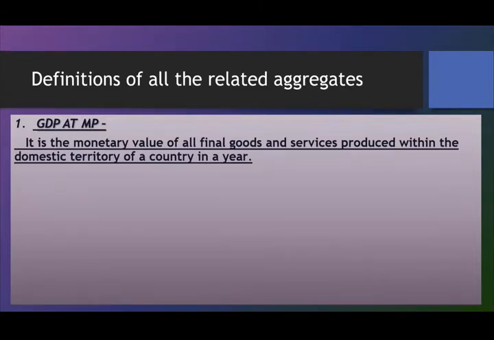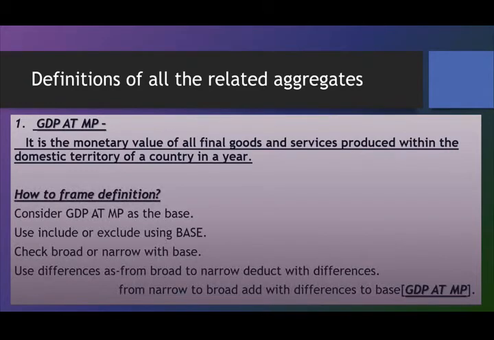Like GDP at MP, what is it? It is the monetary value of all final goods and services which is produced within the domestic territory of a country, and that too in a year. Let me tell you, we will consider this GDP at MP as the base, and every time we will understand the conversion method for writing down the definition for the other related aggregates as well. So we'll use this GDP at MP only, and with it we'll try to frame the other definitions as well.